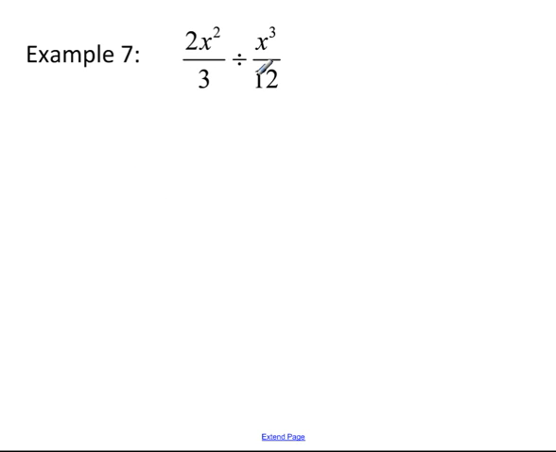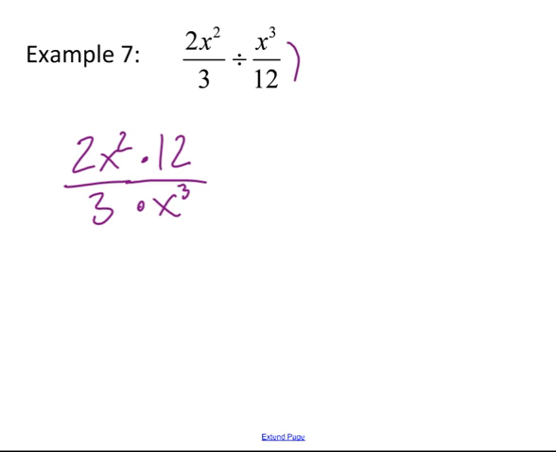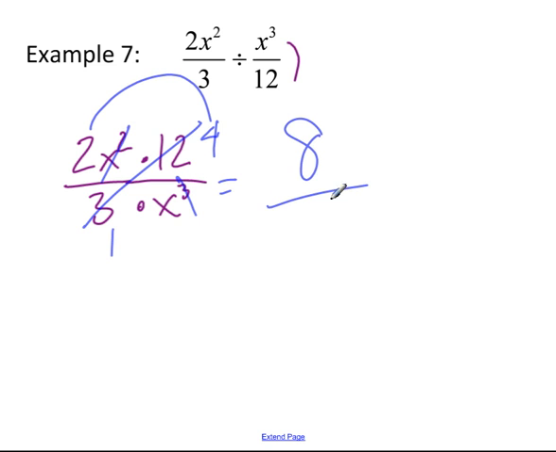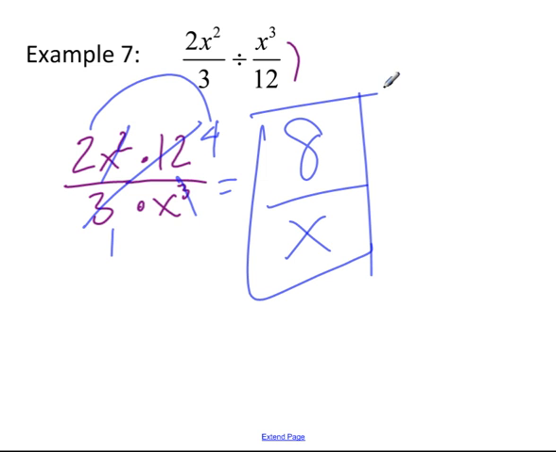So here, we're just going to get 2x squared over 3. And it's going to make it all one thing. We're going to flip these guys over. So times 12 on top and times x cubed on the bottom. And 3 and a 12, that's going to leave a 4 here and a 1 there. X squared will leave just 1x on the bottom. 2 times 4 makes 8 on top, and just plain x on the bottom.